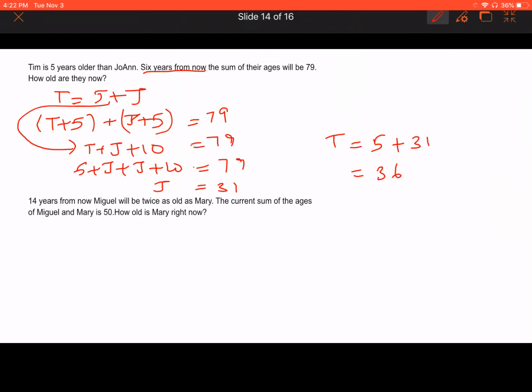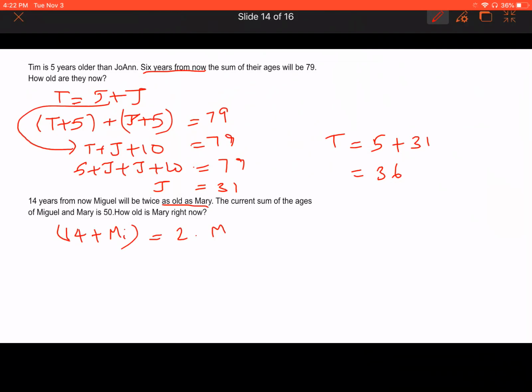14 years from now, Miguel will be twice as old as Mary. So 14 years from now, we have to add the 14 to Miguel's age. Okay. And this value is going to be equal to twice as old as Mary. Twice as Mary means we just put 2 times m. But here it is given twice as old as Mary. So the terms are very, very important.